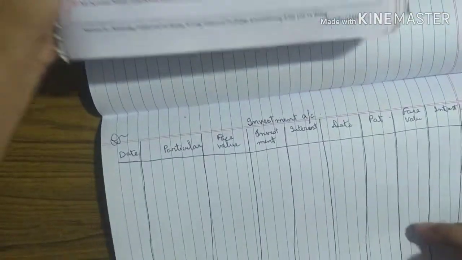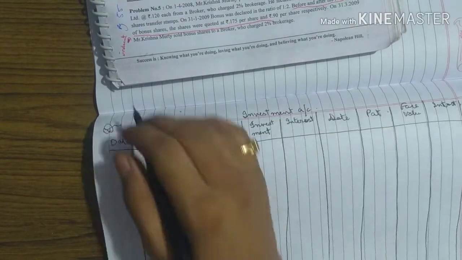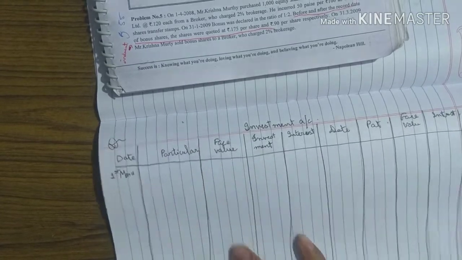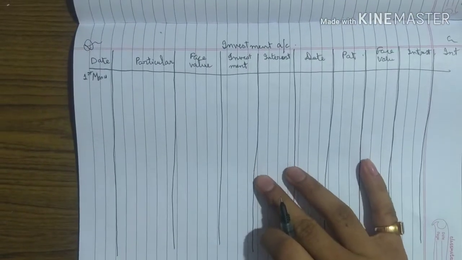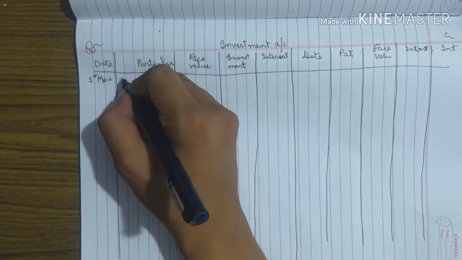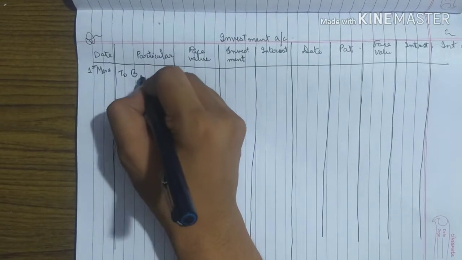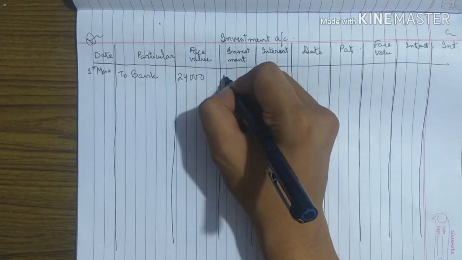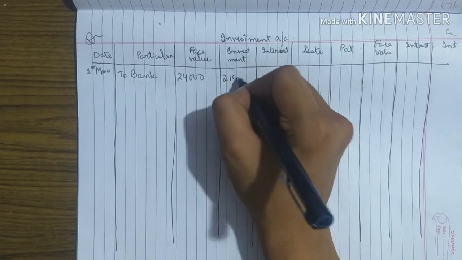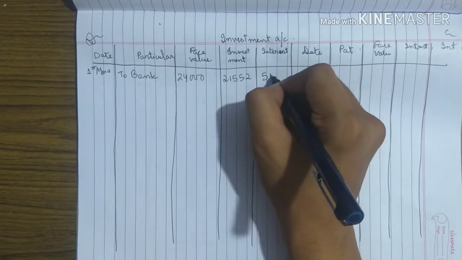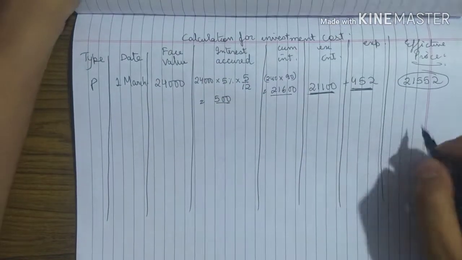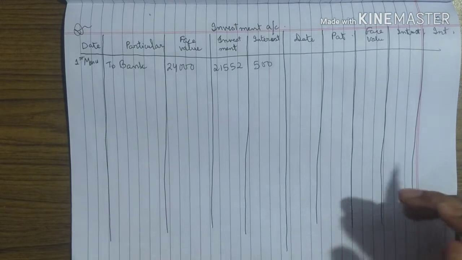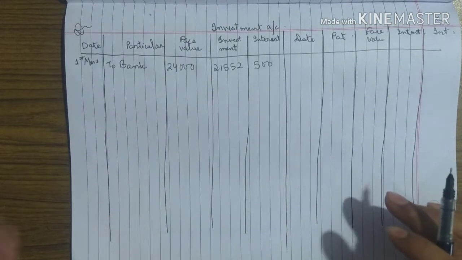So now we can write the entry as on 1st March, to bank, face value 24,000, investment is 21,552, interest is 500. So the effective price of the investment which we have invested is 21,552. 21,552 is the amount which is invested.